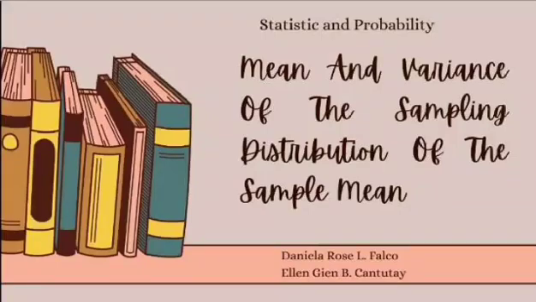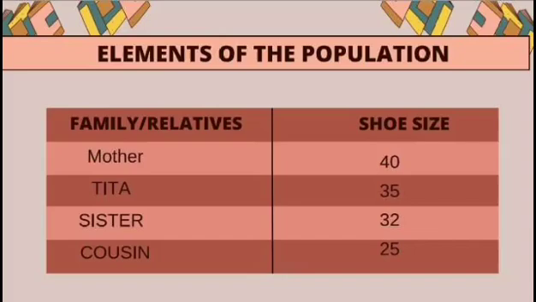Mean, and variance of the sampling distribution of the sample mean. First things first, we must form a group with 4 members in our family. Make sure the size of each member is different from each other. As for us, we have my mom, tita, sister, and cousin.